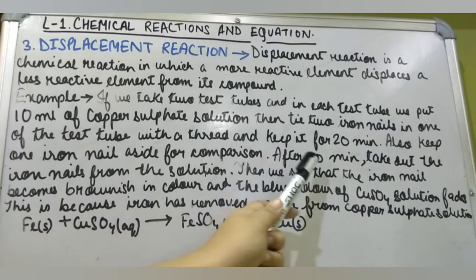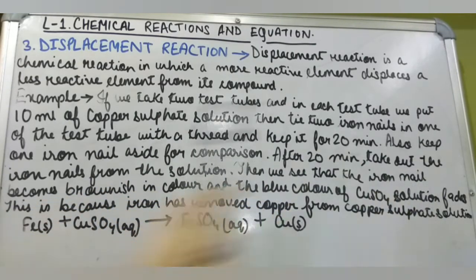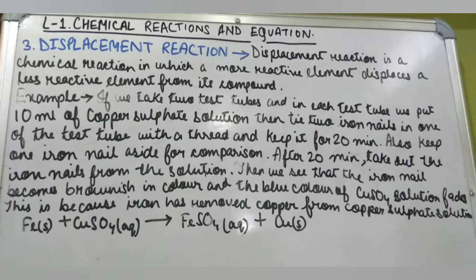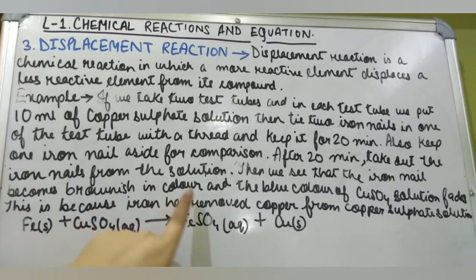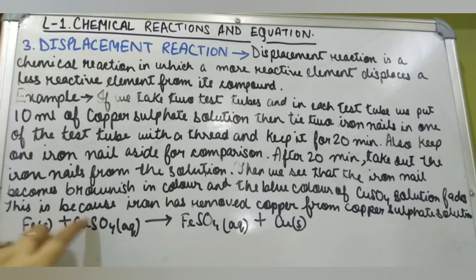After 20 minutes, take out the iron nail from the solution. Then we see that the iron nail becomes brownish in color and the blue color of the copper sulfate solution fades, because iron has removed copper from the copper sulfate solution.